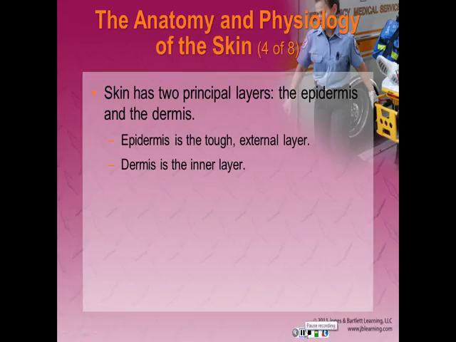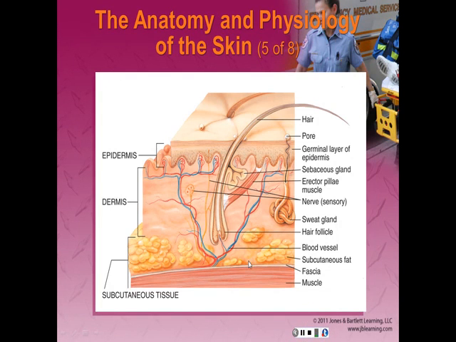The skin has two principal layers, the epidermis and the dermis. The epidermis is the tough external layer that forms a watertight covering for the body, and the epidermis itself is composed of several layers. The dermis is the inner layer of skin. It contains the hair follicles, the sweat glands, and sebaceous glands, and blood vessels in the dermis provide the skin with nutrients and oxygen.